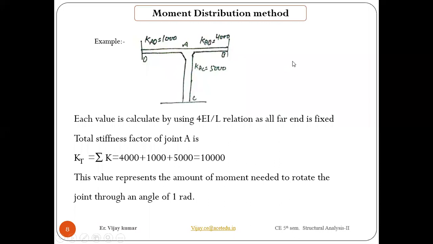So M is equal to 4EI by L into theta A. 4EI by L is K. M is equal to K into theta. It means the stiffness factor into the angle of rotation. This value represents the amount of moment I require if I want to rotate this point A by an angle of 1 radian. That is the physical meaning of the stiffness factor. I hope this point is clear to all.